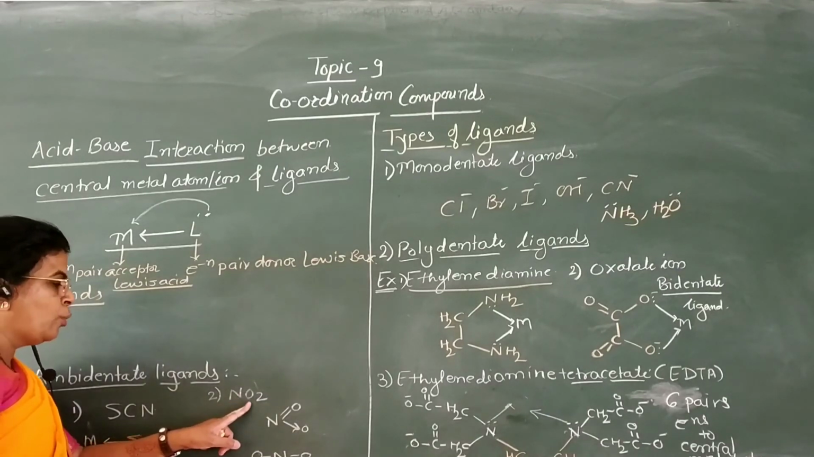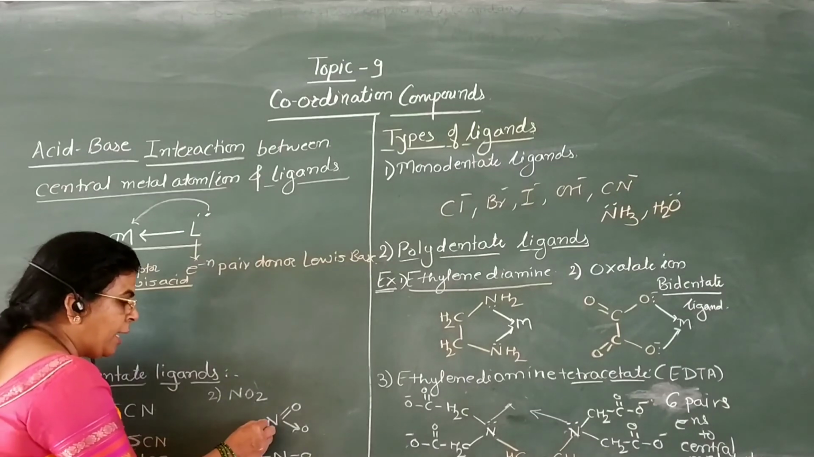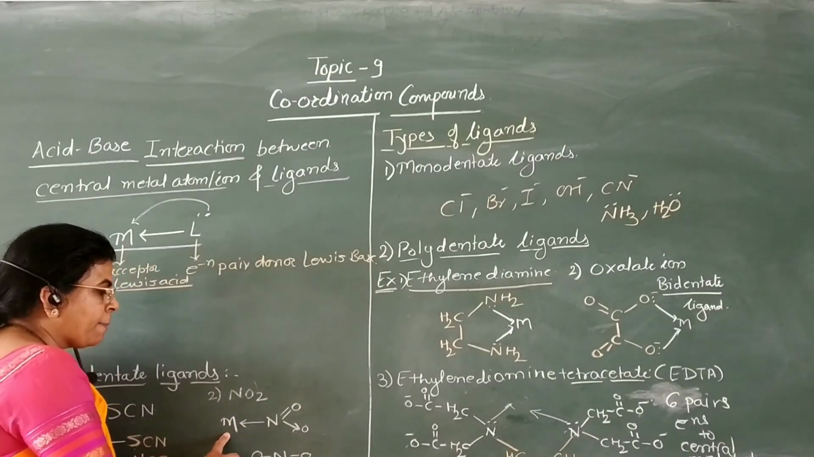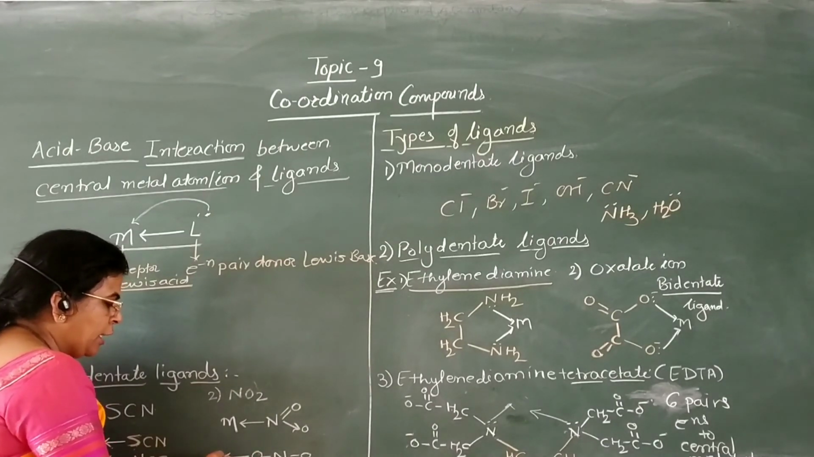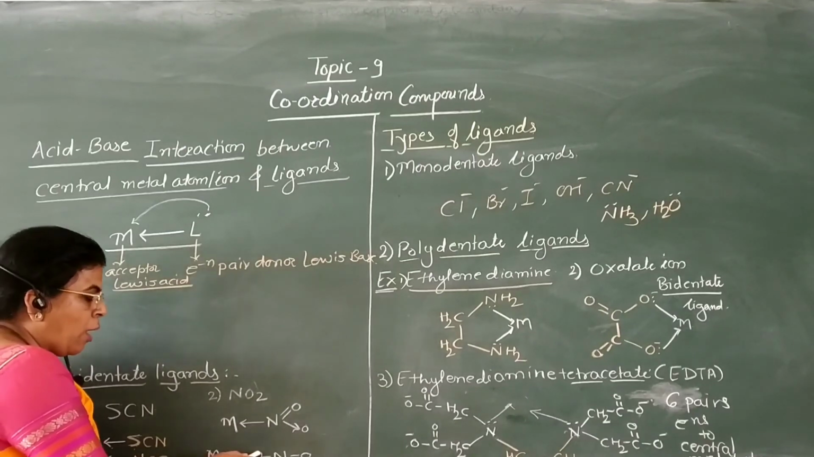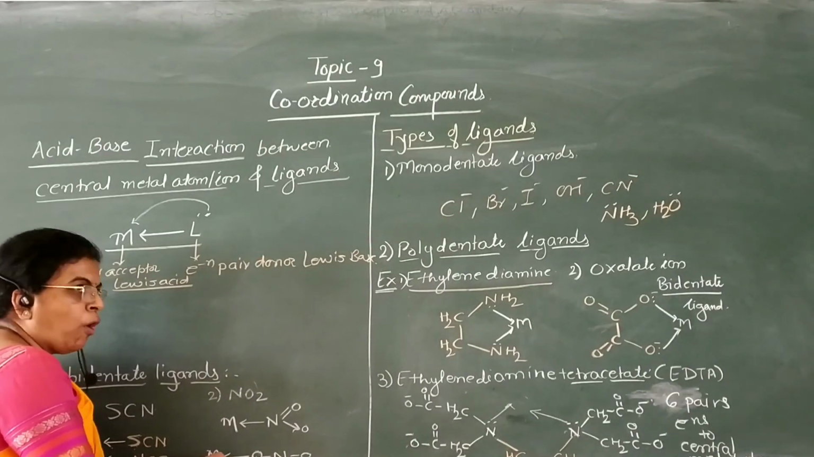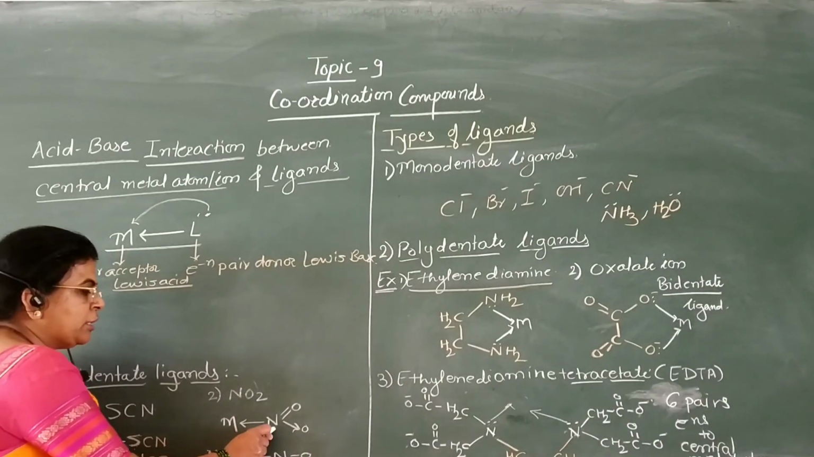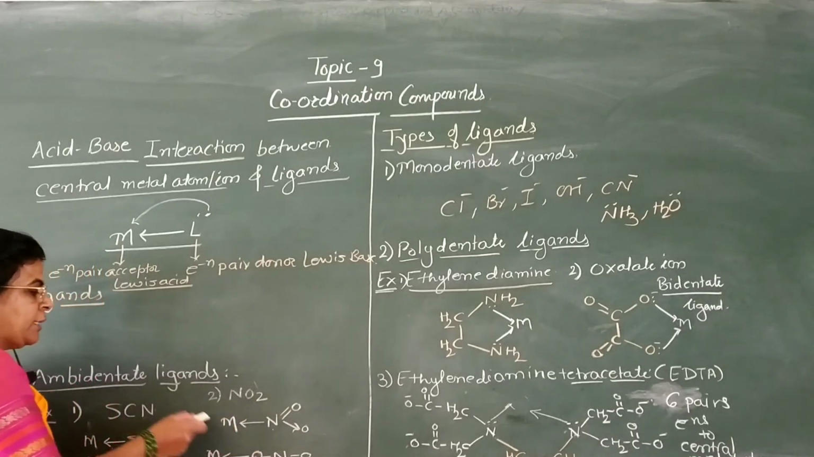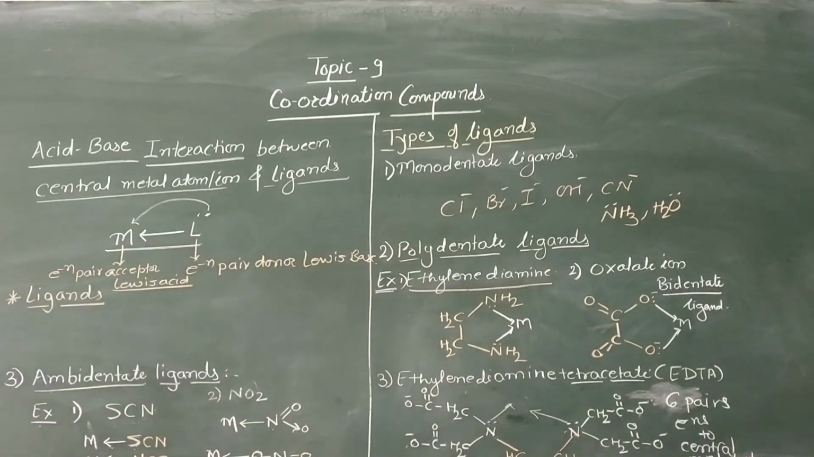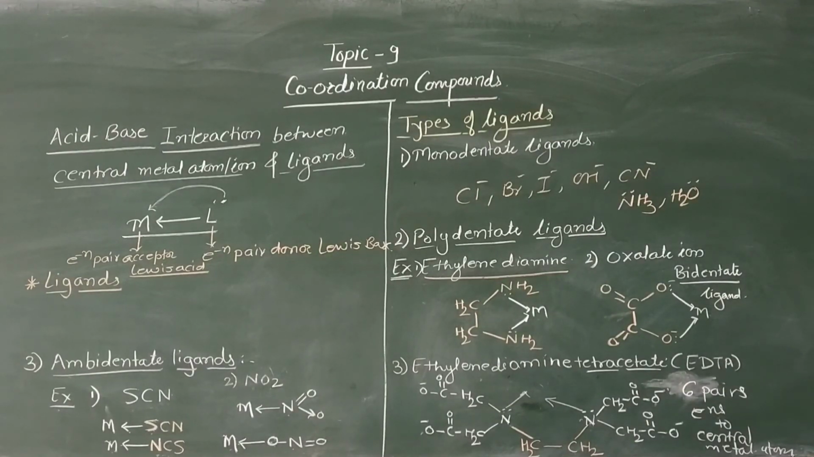Now the second example is the nitro group. This nitro group can get attached to the central metal atom through nitrogen. That is, a bond between nitrogen and metal is formed, and in the second case a bond between oxygen and metal is formed. That is, this oxygen atom of the nitro group gets attached to the central metal atom, and here the coordination bond is formed between the metal atom and oxygen. Now this is nitro and this is nitrito. These are examples of ambidentate ligands in which the central metal atom gets attached to the ligand through different atoms. These are the various types of ligands.